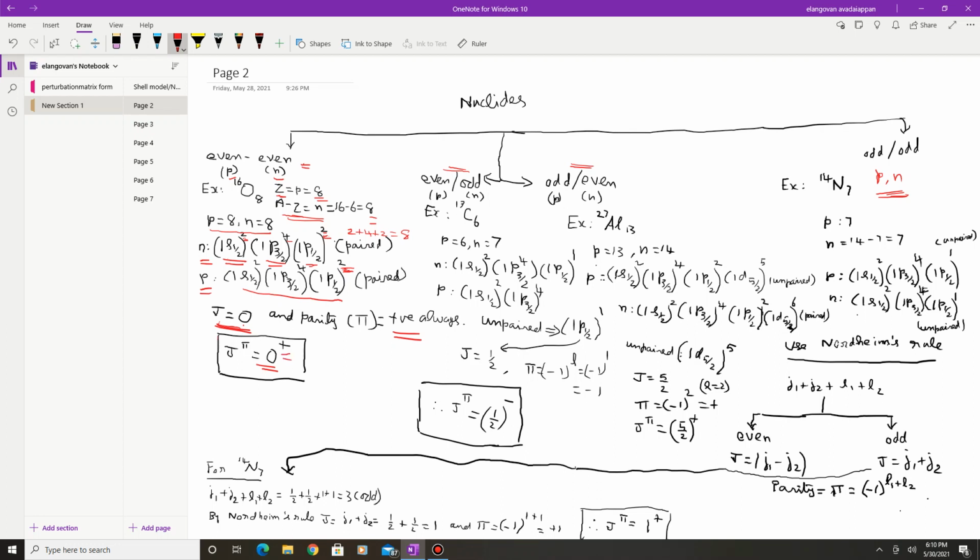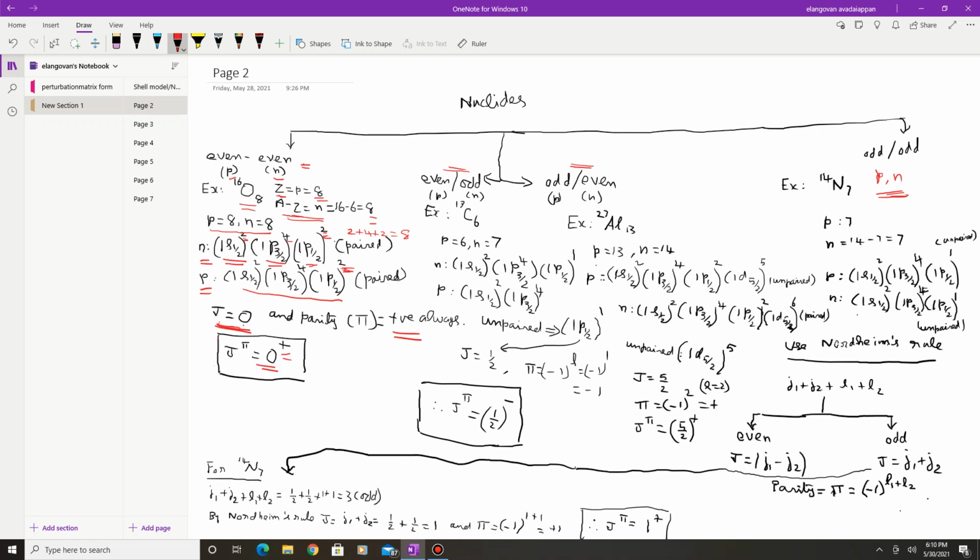So this is the answer if you are asked to find the angular momentum and parity for this nuclide, oxygen-16. For this angular momentum parity, pi is the parity, and J is the angular momentum. So this is 0 positive. This is for an even nuclei.